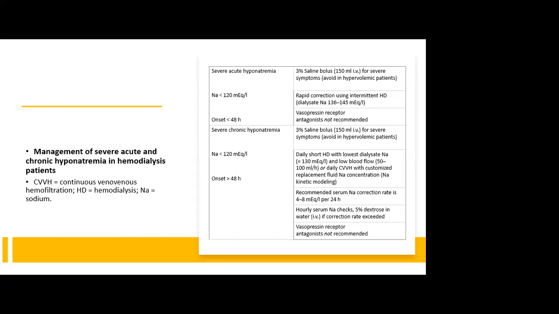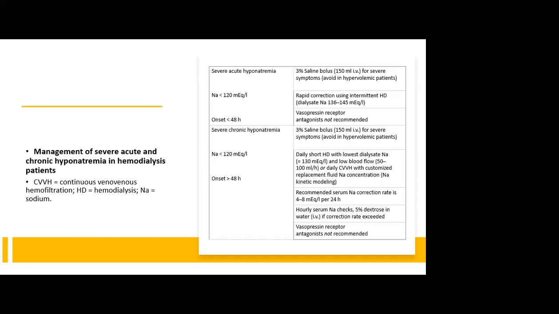If it's a severe chronic hyponatremia, you can still do the above. However, if it's chronic and your sodium is less than 120, it's actually better to do daily short interval dialysis with the lowest speed possible, meaning your pump speed should run between 50 and 100. And then if you do not have access to consumables for CVVHD, which is the story of our lives in our hospital, then you go slow.